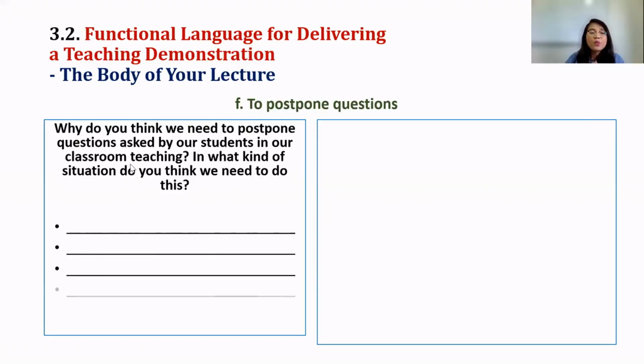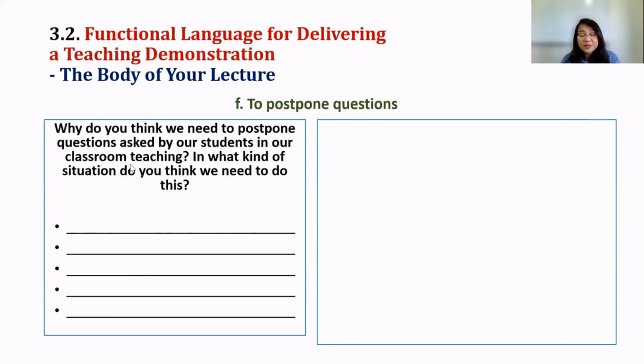What do you think first? Why do you think we need to postpone questions asked by our students in our classroom teaching? In what kind of situation do you think we need to do this? In what kind of particular situation do we need to postpone questions, although we really expect questions from our students, but we need to postpone answering the questions for a while? Please describe the situations on the right side of your slide 21. You can also answer that question with what you will say to postpone questions from students.